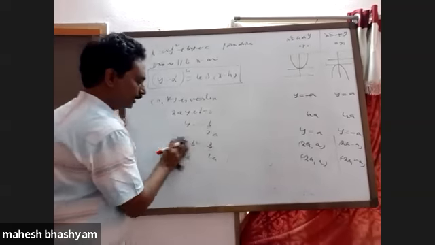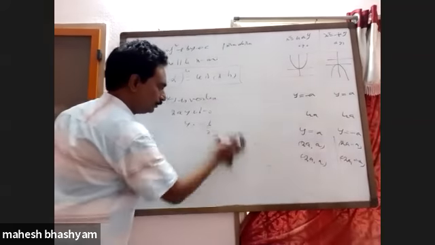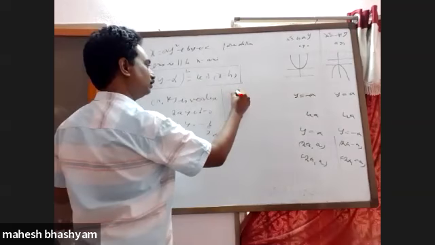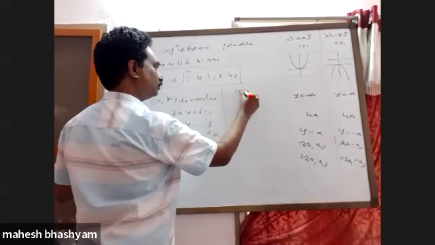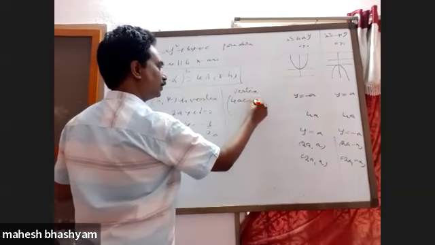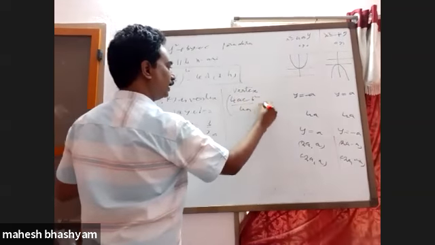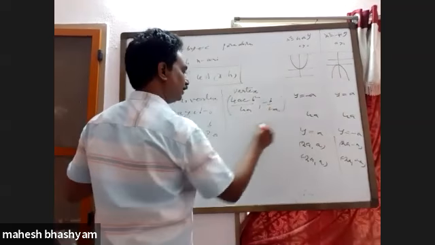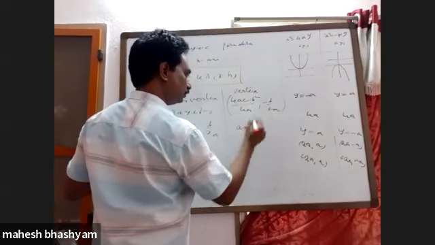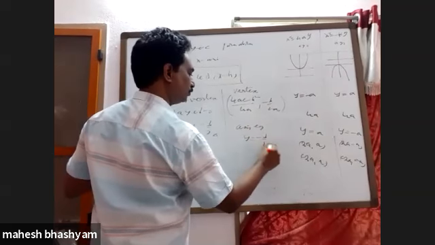Vertex is given by the derivative with respect to y equal to 0. Vertex is 4ac minus b square by 4a comma minus b by 2a. Axis equation is y is equal to minus b by 2a.